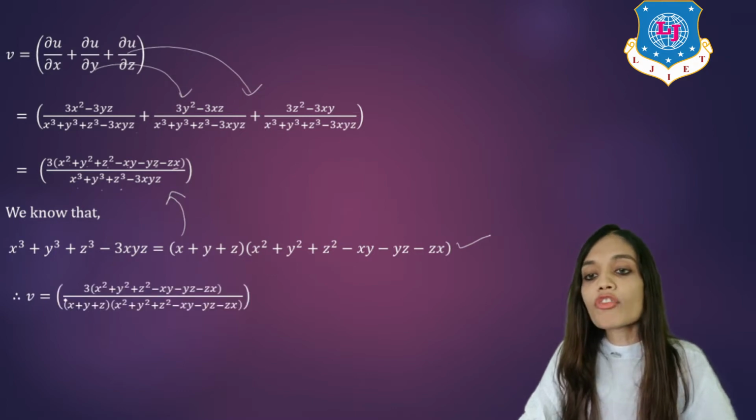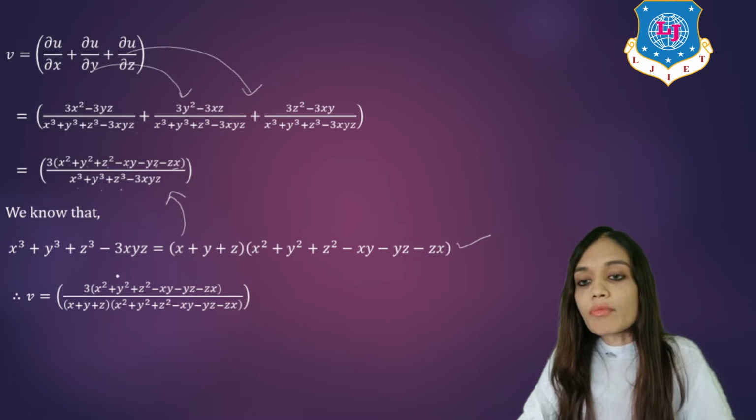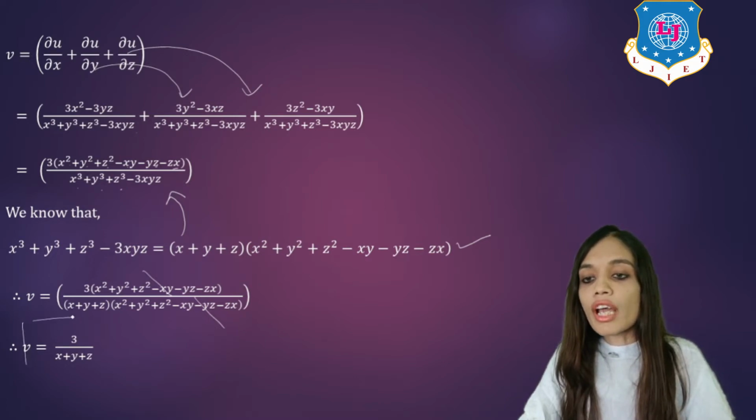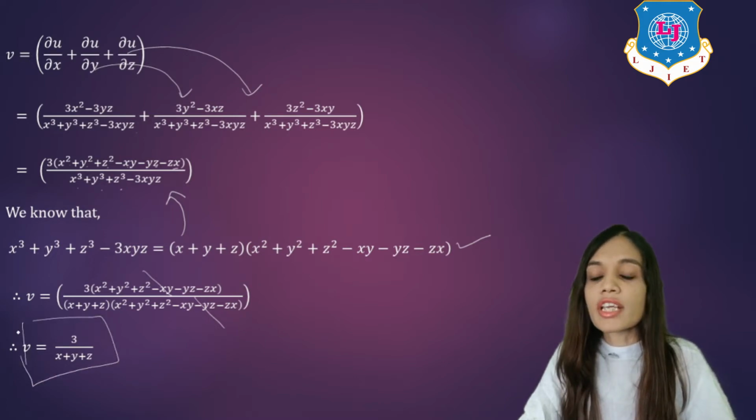So finally your v will be equal to, on simplifying, 3 times (x square plus y square plus z square minus xy minus yz minus zx) upon (x plus y plus z) into (x square plus y square plus z square minus xy minus yz minus zx). Now you can see that these two terms get cancelled out. So finally the answer of v will be equal to 3 upon x plus y plus z.